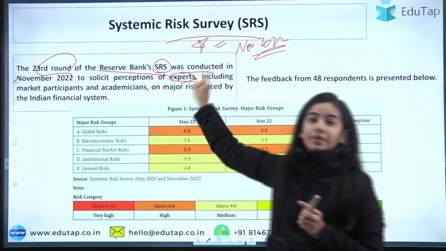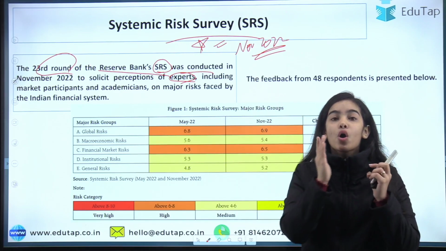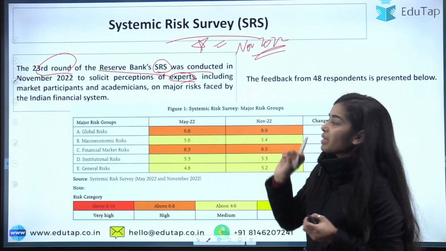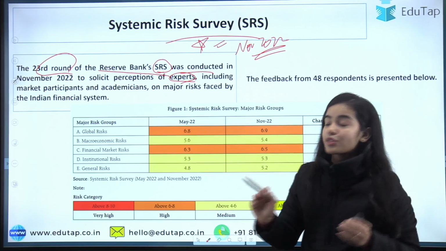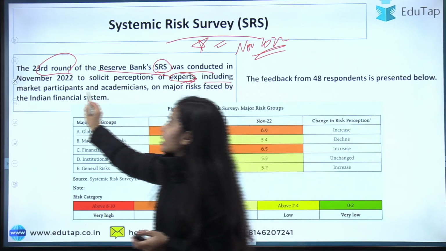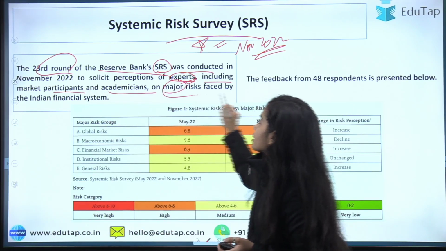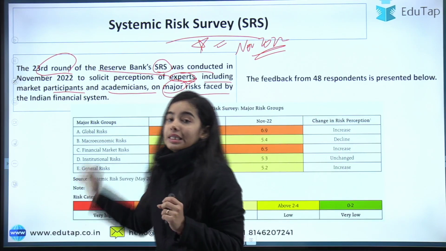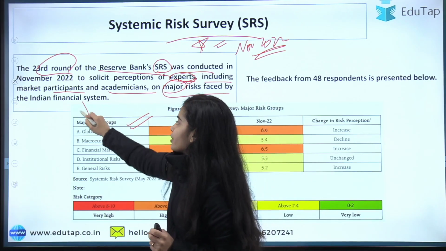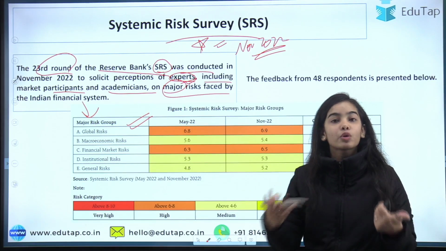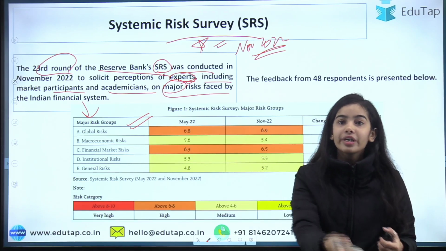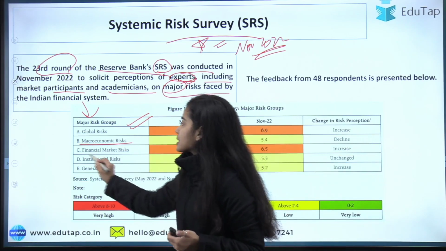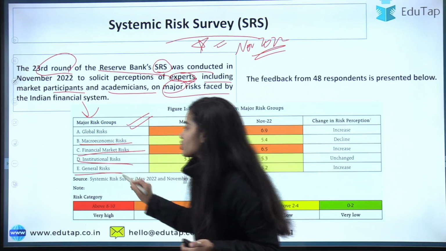In this systemic risk survey, we will understand the perspective of market experts, academicians and everyone. The survey captures the perception of experts, including market participants and academicians, on major risks faced by the Indian financial system. According to 48 respondents, these are the risks coming to the Indian financial system. There are global risks, as I have told you: the Russia-Ukraine war and COVID led to the tightening of the monetary system. Macroeconomic risk, financial market risk, institutional risk and general risk are there.